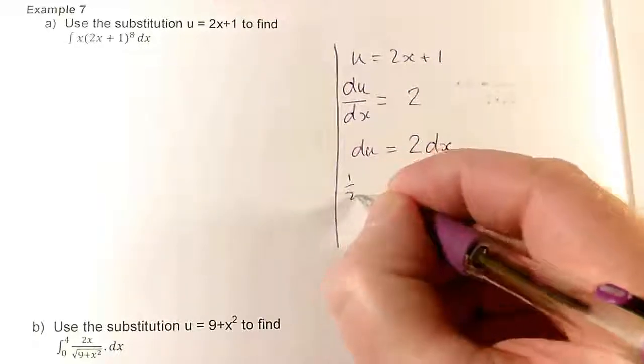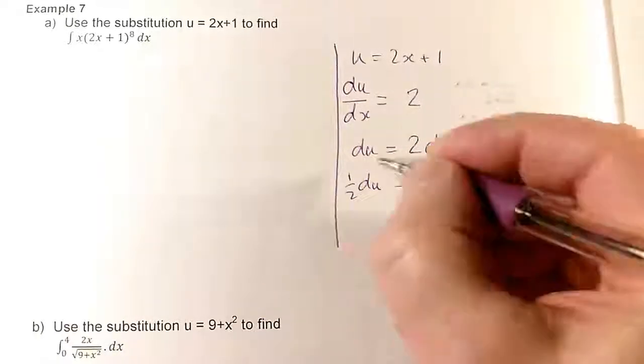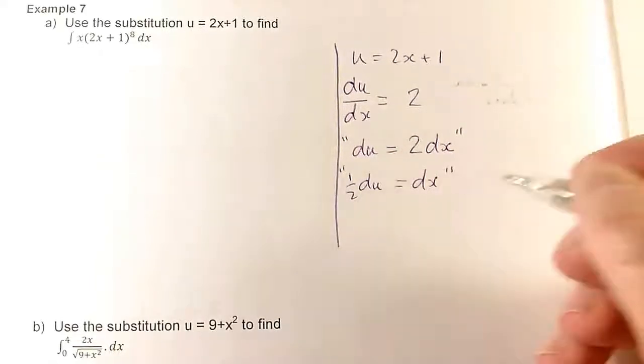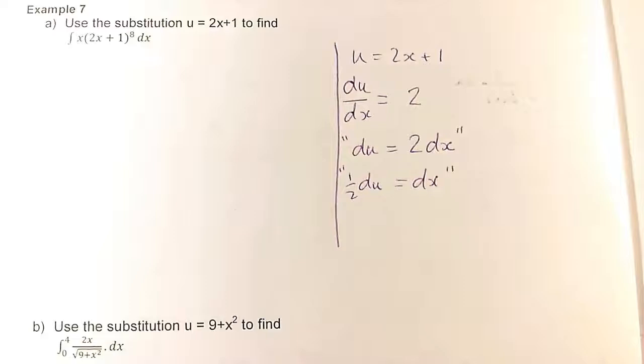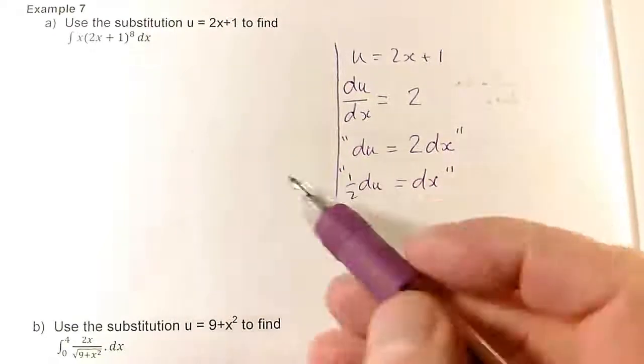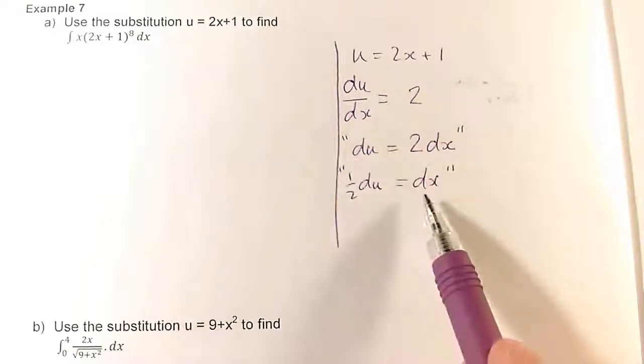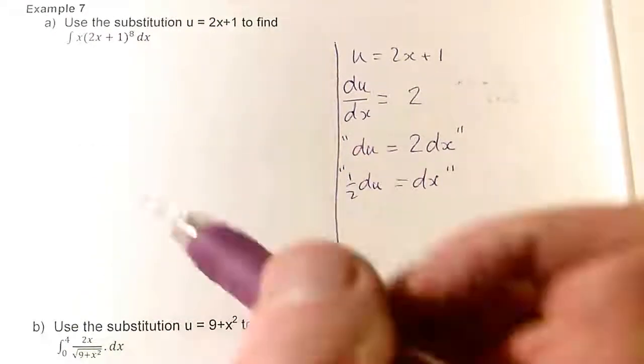Okay. Now, mathematically speaking, this is complete garbage because dx and du don't mean anything on their own, but I'm not actually going to be using them on their own. I am going to be just putting it in to this bit of the integral. So that dx, I can see I can turn into a half du, and that's going to be the first thing I do.